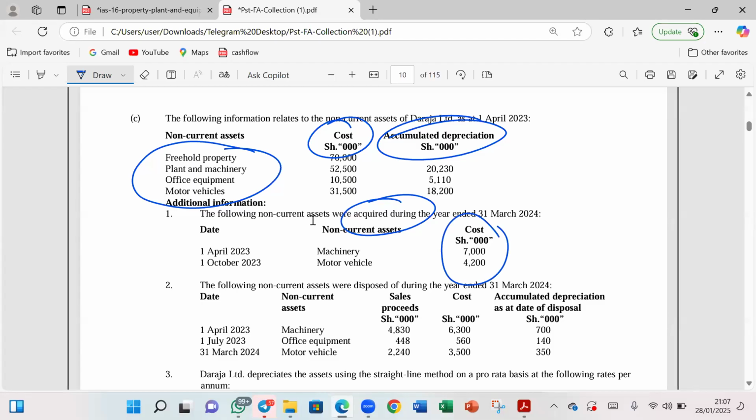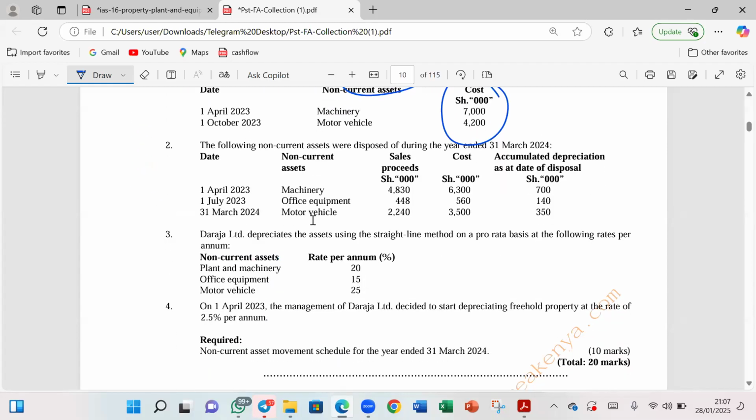Initial recognition is recognized at cost. So information number one: the non-current assets were acquired in the year on 1st March 2024, and they were acquired at that cost. Number two, the non-current assets were disposed. So we talked about the disposal.